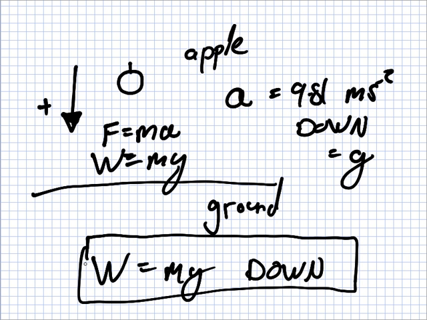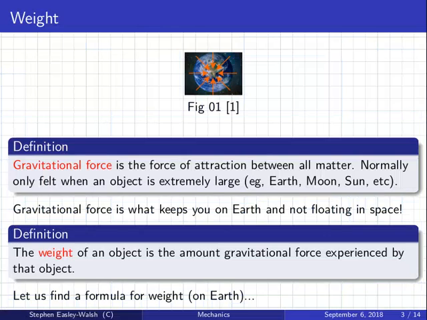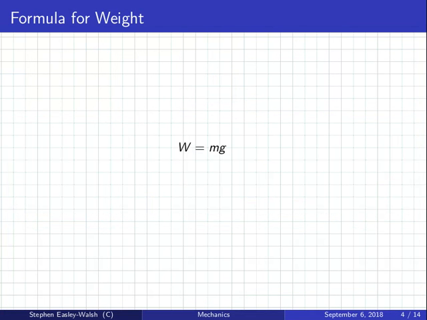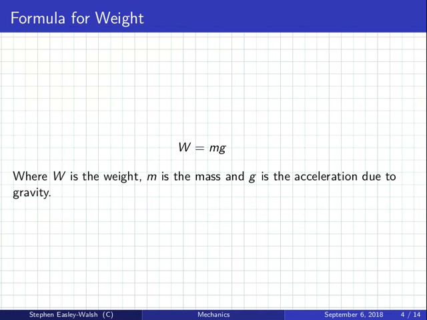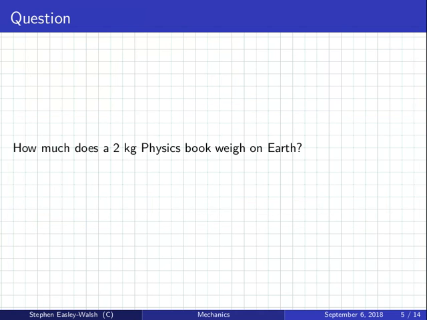Okay, so we have our simple formula, weight equals mg. W is the weight, m is the mass, and g is the acceleration due to gravity. Usual stuff here. Alright, so here's a simple one. How much does a 2 kilogram physics book weigh on Earth? So give me the weight here. 19.62. Yeah, nearly 20 newtons.